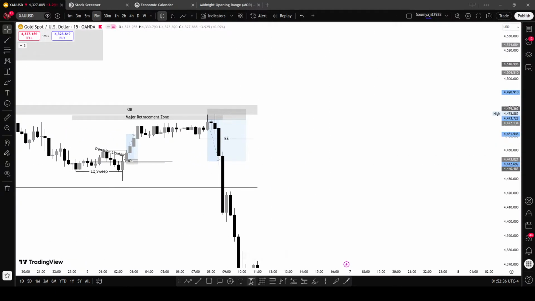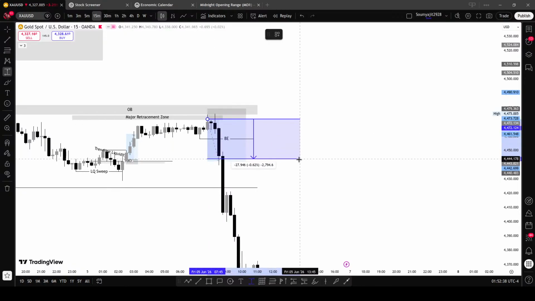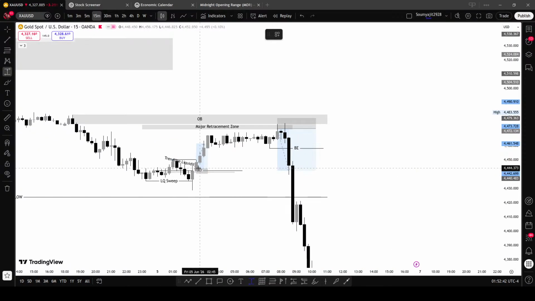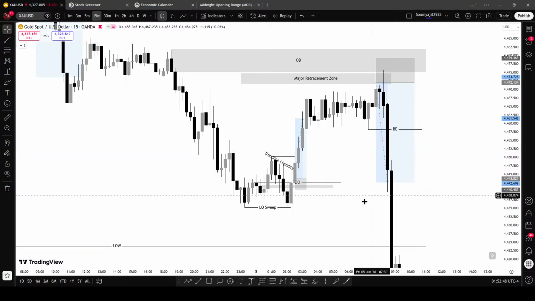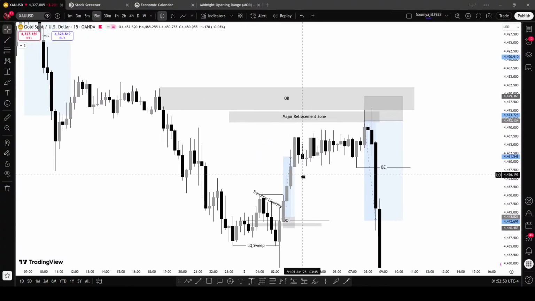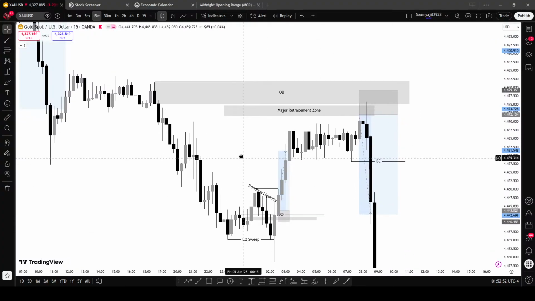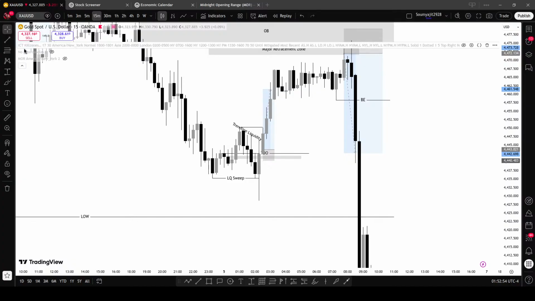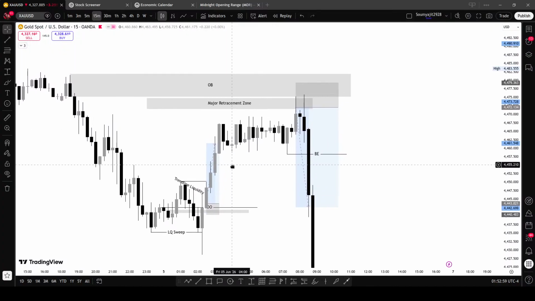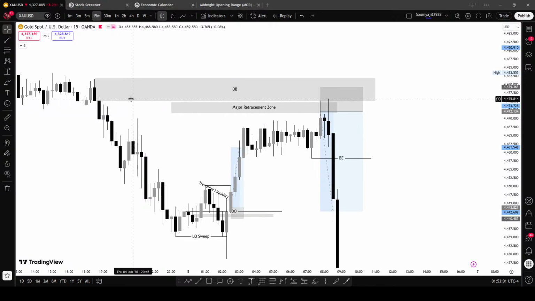Last day I captured these two moves on the market. First move was this one, around 300 pips. This one was around 170 pips. These two were the moves that I caught yesterday on gold based on MOR, also known as midnight open, and the order block that was here, and liquidity sweep, of course the AMD model.